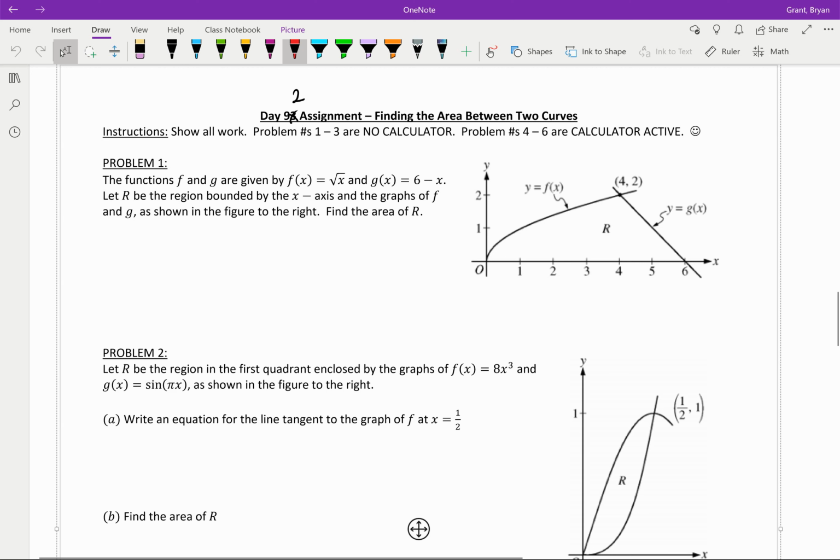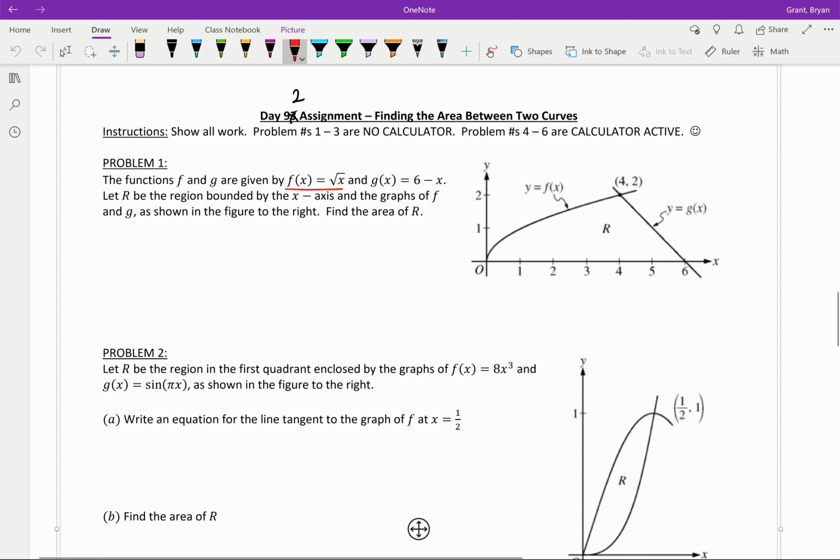All right, welcome to part 2 of your day 92 area between curves assignment. Hopefully you've had time to try this. If you haven't, you should pause the video, try it, and then if you get stuck, you can come back and skip to the problem you got stuck on. So let's begin. Problem 1.